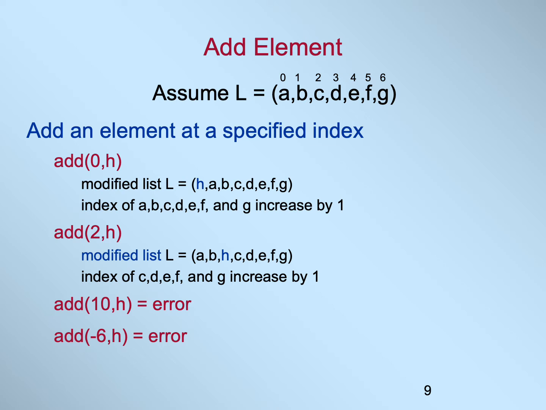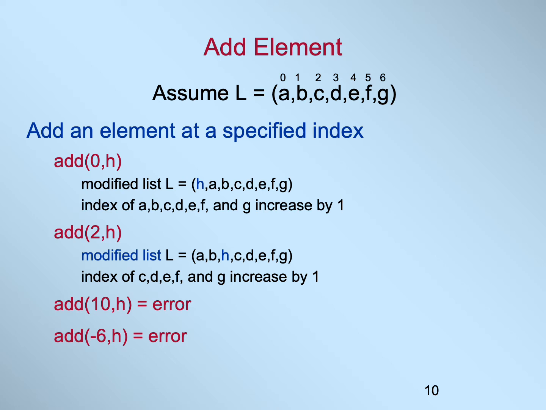Assume that our list is called L. It has A, B, C, D, E, F, G. If we want to add an element at a specific index, then we can do it by writing add(0, H). That means that we want to add H at index 0. So our list L will change to have H at the beginning. So instead of A, B, C, D, E, F, G, it will have H, A, B, C, D, E, F, G. The index numbers of A, B, C, D, E, F, and G have been increased by 1.